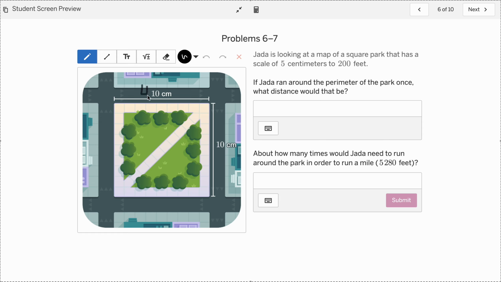The answer is 400 feet. And if we want to know what the perimeter is, 400 plus 400 plus 400 plus 400, how much distance would that be in feet? And then how many times would Jada need to run around the park in order to run a mile, or 5,280 feet? Well, once you've figured out your perimeter, you can then divide that number by this and then figure out how many times that would take her to run.